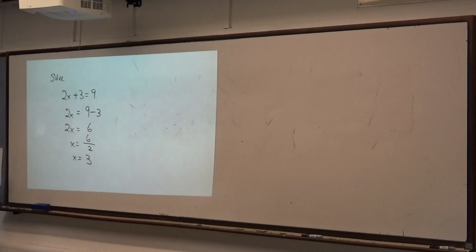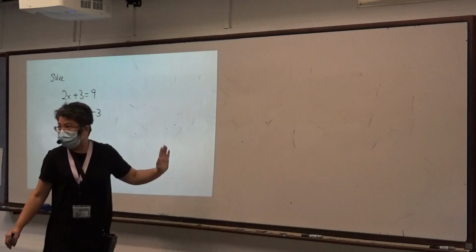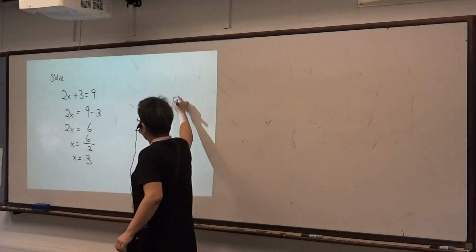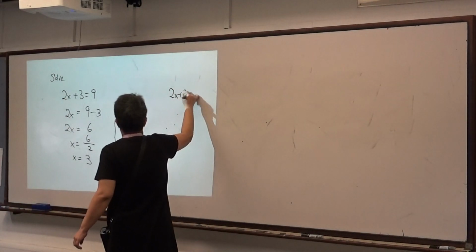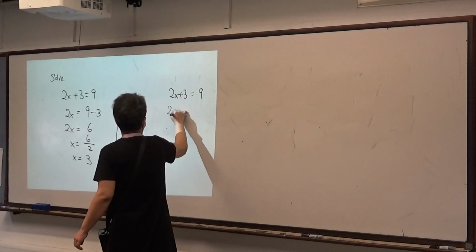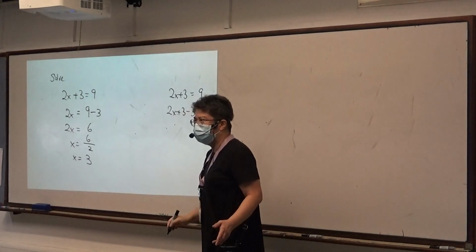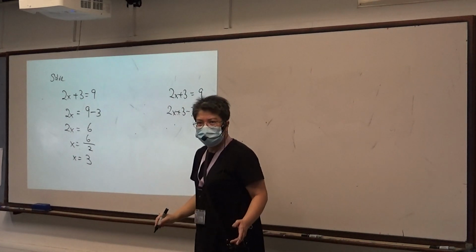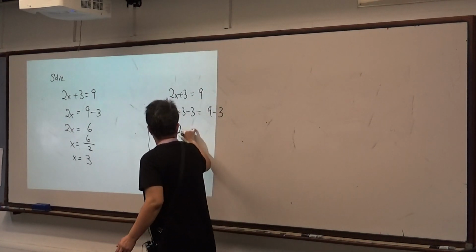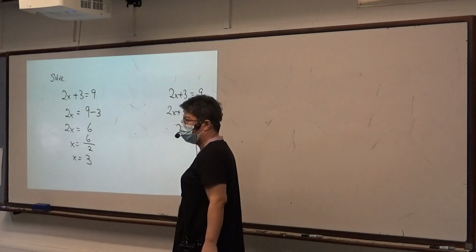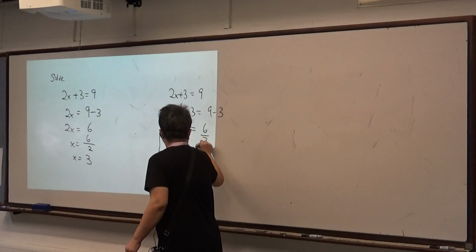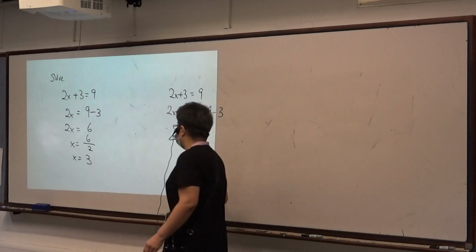Actually we are doing the same thing to both sides. You want to see the long-winded way? I show you the long-winded way. 2x plus 3 equals to 9. So 2x plus 3 minus 3 equals to 9 minus 3. Can you see it confuses you? So this one becomes 2x equals to 6. Then I divide by 2, divide by 2, x equals to 3.